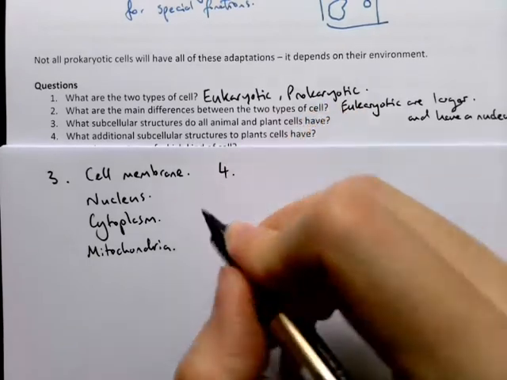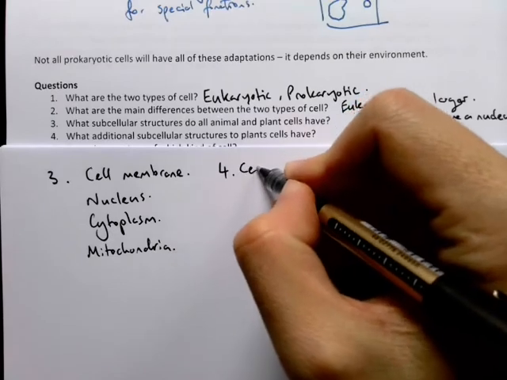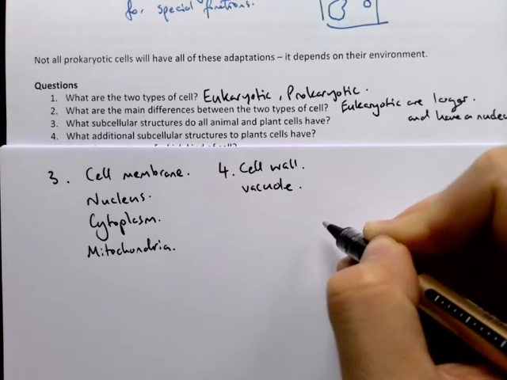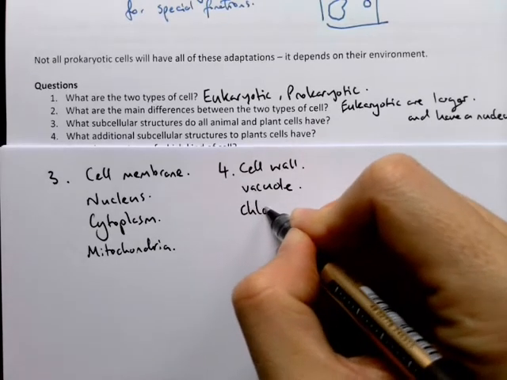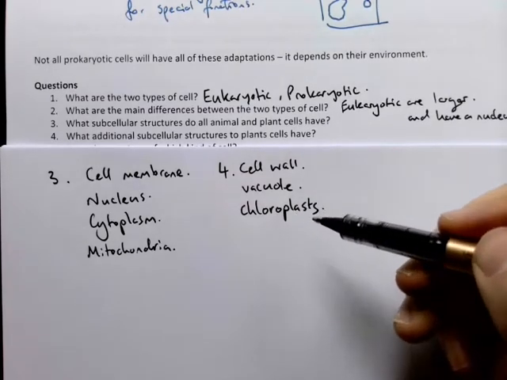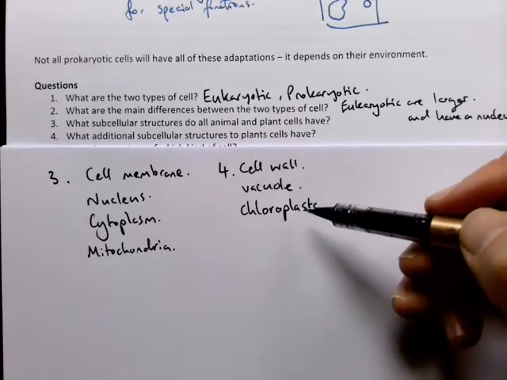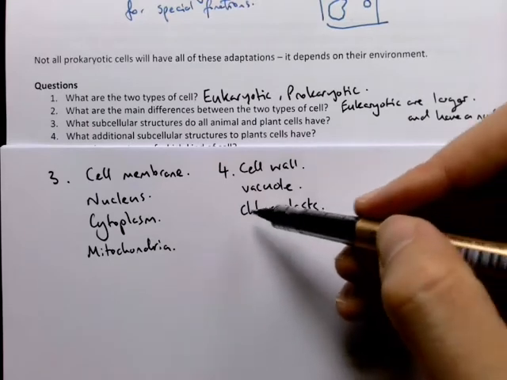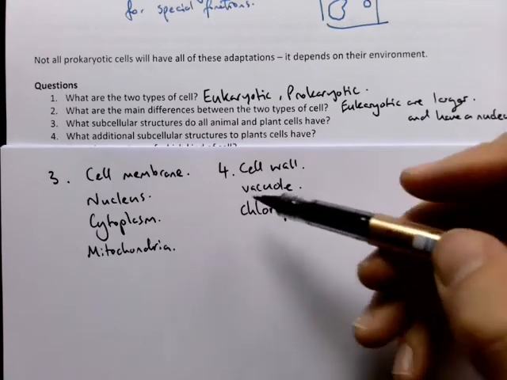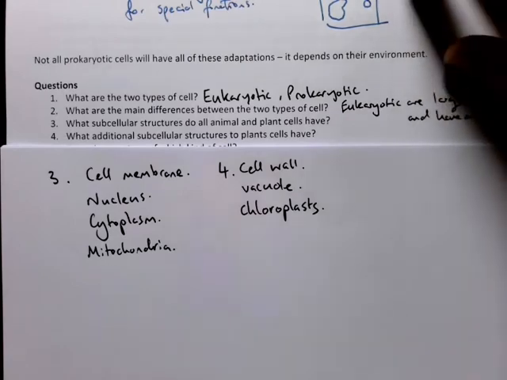And then number 4, what additional subcellular structures do plant cells have? Well, they have a cell wall, they have a vacuole, and they have chloroplasts. Okay, now I think I saw some of you, instead of chloroplast, you put chlorophyll. Now, chlorophyll is inside the chloroplast. The chlorophyll is what makes the chloroplasts and therefore the cell green. But in terms of subcellular structures, we're talking about chloroplasts. Now, if I were you, I would have that on a flashcard, so I'd be able to tell you immediately what the subcellular structures are in plant and animal cells.